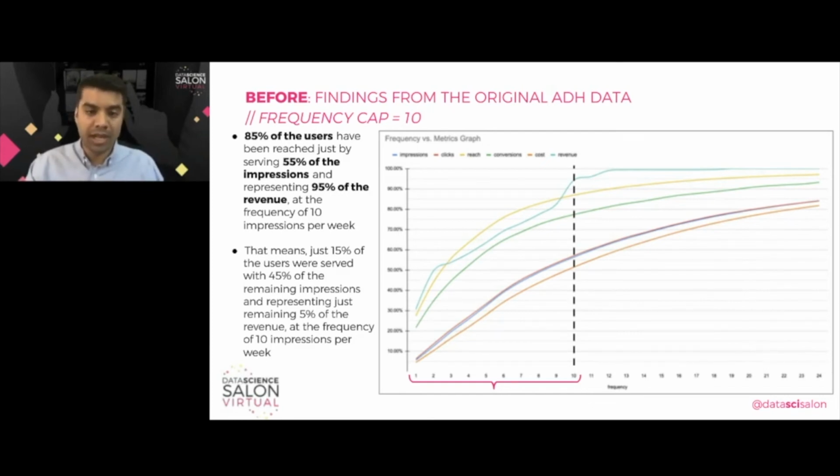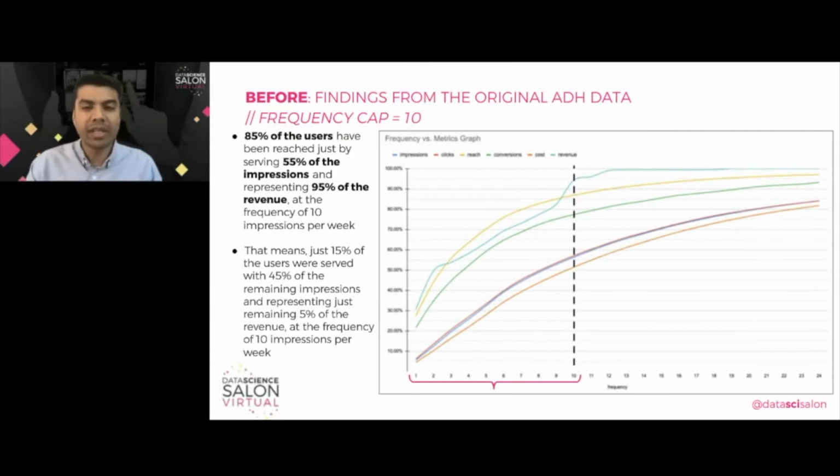the vertical dotted line at 10. We need to note down those numbers. What are those numbers basically reflecting? So that is revenue. It's basically highlighting 95% of the revenue. The reach is highlighting around 85% of the users, and my impressions are around 55% of the impressions. That means 85% of the users have been reached just by serving 55% of the impressions and representing 95% of the revenue. And that is happening at the frequency mark.